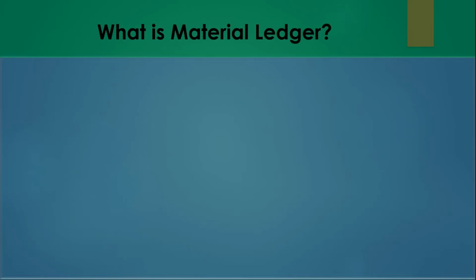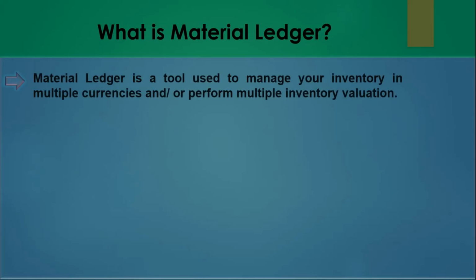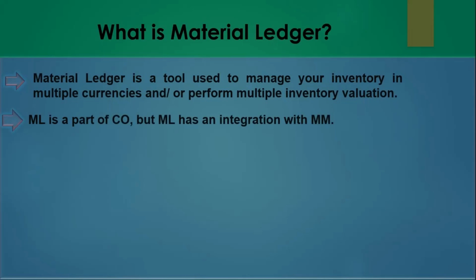So we will see Material Ledger in S/4HANA. But before that, what is Material Ledger? Material ledger is a tool or functionality used to manage your inventory or material valuation in multiple currencies and/or to perform multiple inventory valuations. Actually, material ledger is a part of CO, that is FICO, but it has integration with SAP MM. Like SAP FI and MM have integration in automatic account determination, in the same way FICO and MM have integration through material ledger.